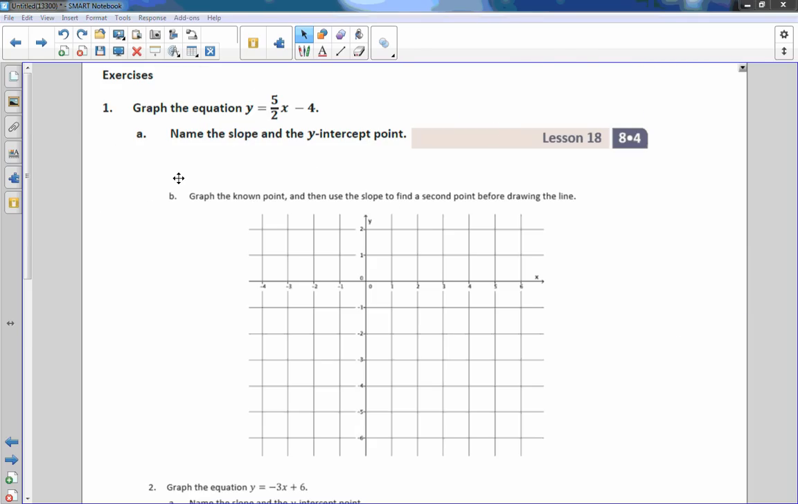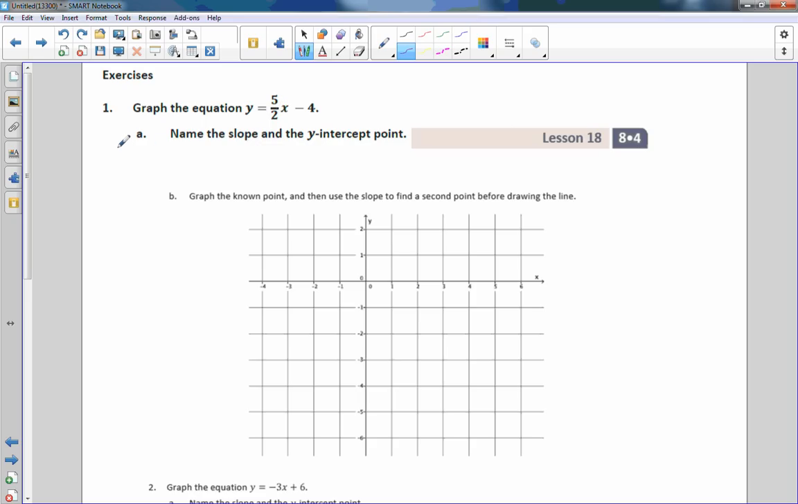Okay, exercise 1 says to graph the equation y equals 5/2 x minus 4. Name the slope and the y-intercept point. Okay. So I just moved this over from the previous page, so I didn't have to go back and forth and back. So I'm going to start with name the slope.